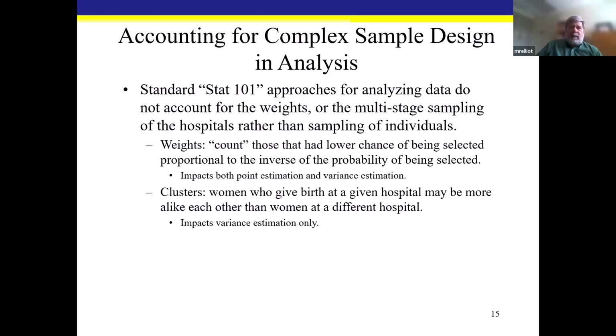And so that can impact both the point estimation and the variance estimation. And then for the clustering, women who give birth at a given hospital will be more alike than women who give birth at a different hospital. And so that actually impacts the variance estimation in a way I'll talk about in a second.